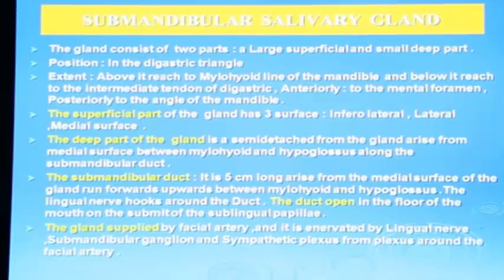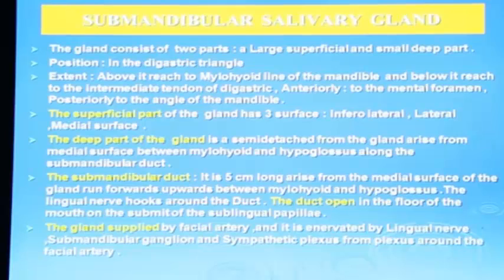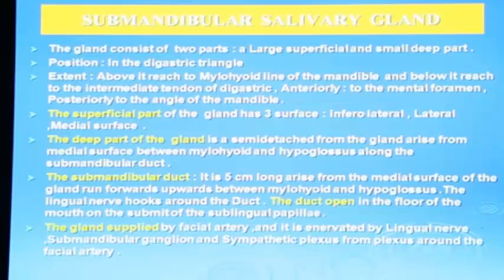The submandibular duct is 5 centimeters long, arises from the medial surface of the gland, and runs forwards and upwards between the mylohyoid and hyoglossus muscle. The lingual nerve hooks around the duct. You have to know the relation between the lingual nerve and this duct. The duct opens into the floor of the mouth at the summit of the sublingual papilla.